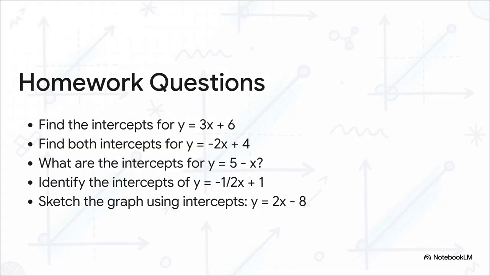Here is your homework. For the first 4 equations, y equals 3x plus 6, y equals negative 2x plus 4, y equals 5 minus x, and y equals negative 1/2 x plus 1, I want you to find both the x and y intercepts using our 0 rule. And for that final equation, y equals 2x minus 8, I want you to actually sketch out the graph using only those intercepts you find.